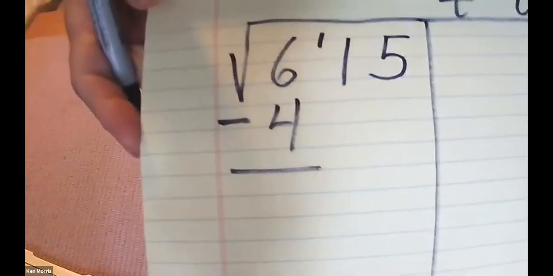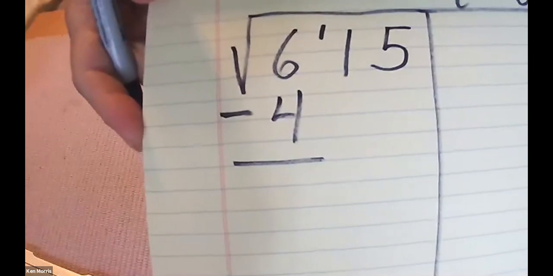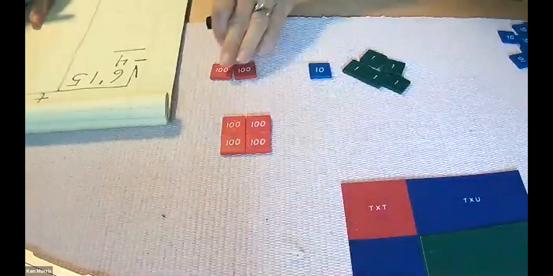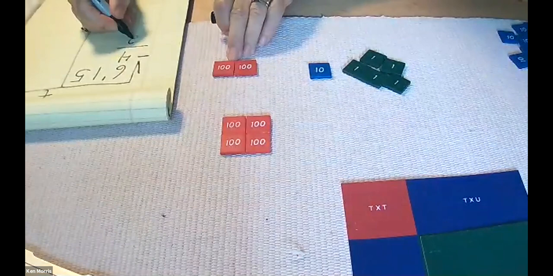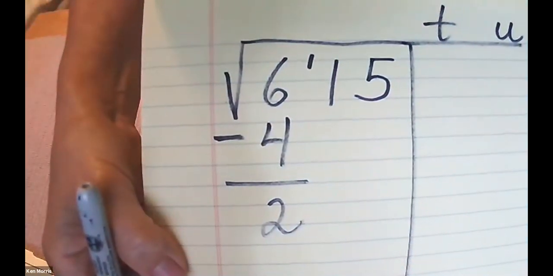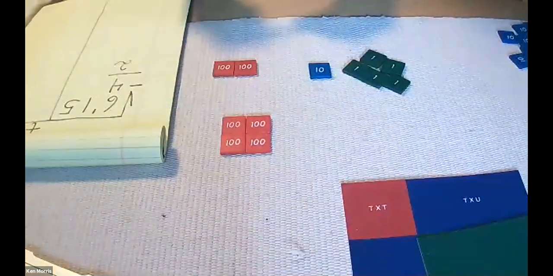And subtract 4 from 6 to show that I have 200s left. I used 4 of my 6, I have 200 left. So I'm going to write my 2 right under the 4, just like we do in division.